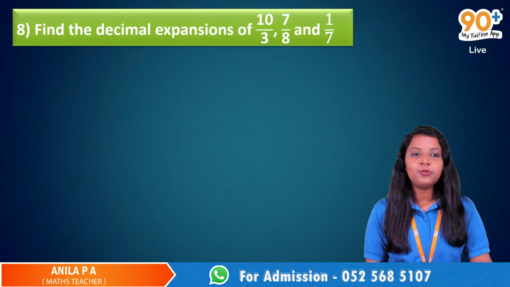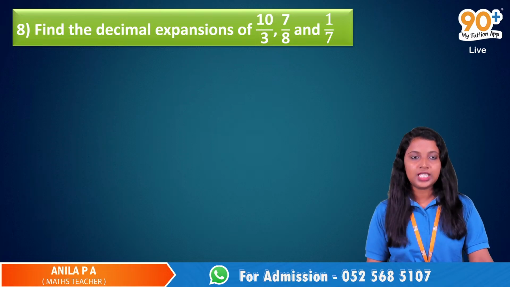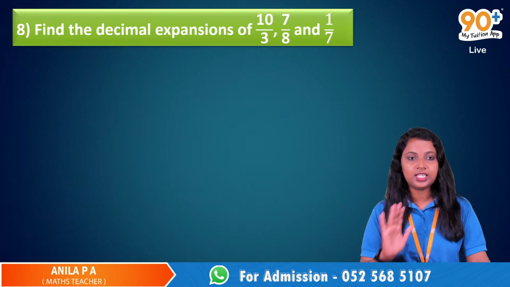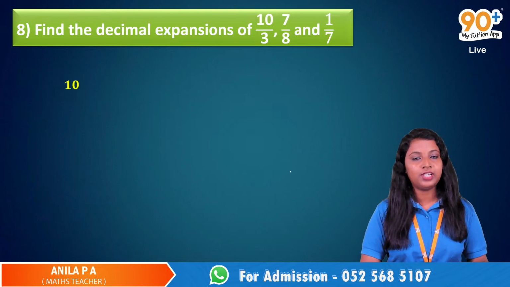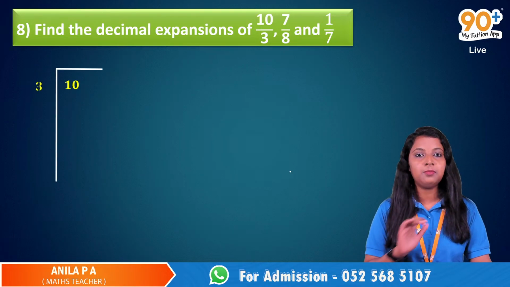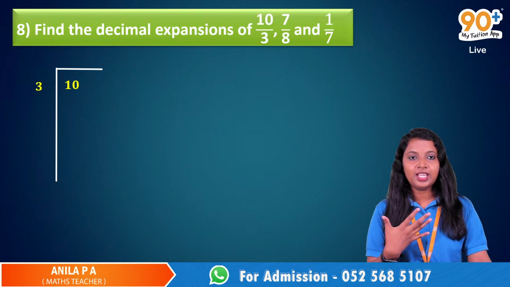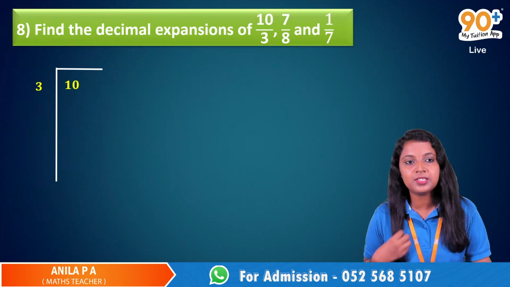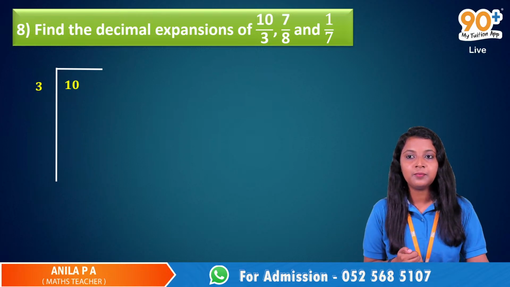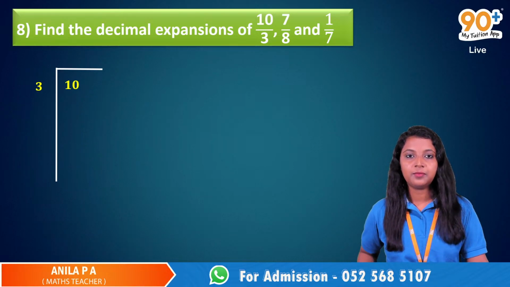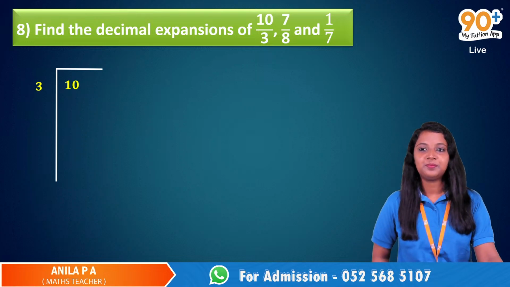Yeah, so first thing is 10 by 3. Okay, 10 by 3. How do we divide this 10 by 3? So first of all, we have 10. We have to divide this 10 by 3. Is there anyone who is ready to tell me the steps to divide 10 by 3? You all know how to divide 10 by 3, right?